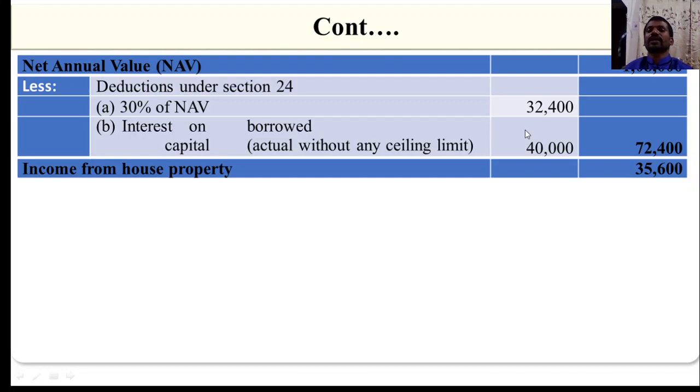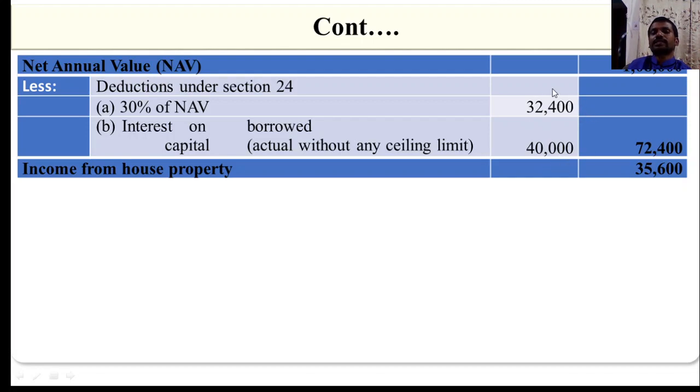The second amount is interest on borrowed capital. ಅಂದರೆ ಅಸಸ್ಸಿ ತನ್ನ ಮನೇನ ಅಕ್ವೈರ್ ಮಾಡ್ಕೊಳ್ಳಿಕ್ಕೆ, ರೀಕನ್ಸ್ಟ್ರಕ್ಟ್ ಮಾಡಲಿಕ್ಕೆ, ರಿನೋವೇಷನ್ ಮಾಡಲಿಕ್ಕೆ ಲೋನನ್ನು ಬಾರೋ ಮಾಡಿರ್ತಾರೆ ಬ್ಯಾಂಕಿಂದ, ಅದಕ್ಕೆ ಇಂಟ್ರೆಸ್ಟ್ ಚಾರ್ಜ್ ಮಾಡಿರ್ತಾರೆ. ಆ ಇಂಟ್ರೆಸ್ಟ್ ಅಮೌಂಟ್ ಈಸ್ ಅಲೋಬಲ್ ಫಾರ್ ಡಿಡಕ್ಷನ್. That interest is 40,000. Then standard deduction is 32,400.